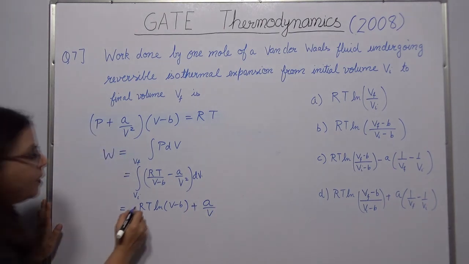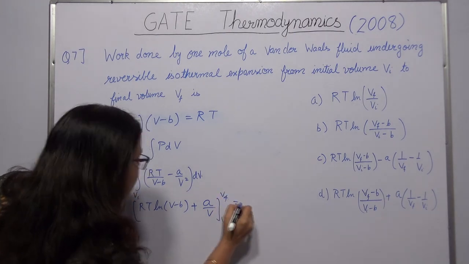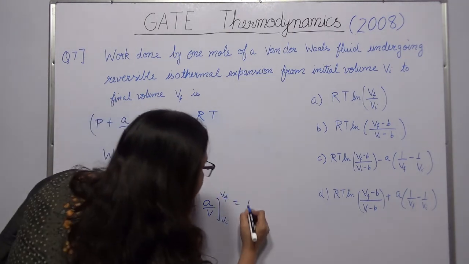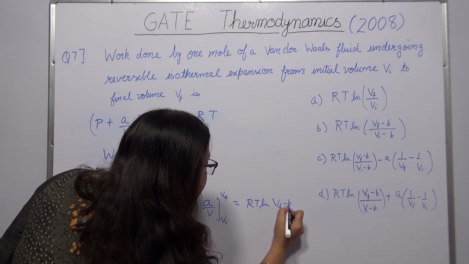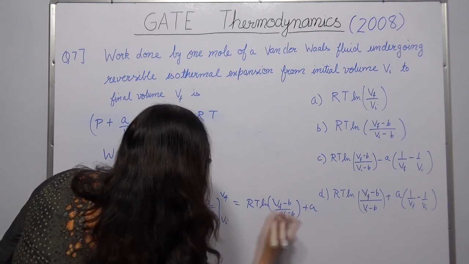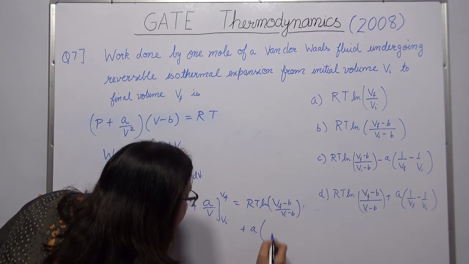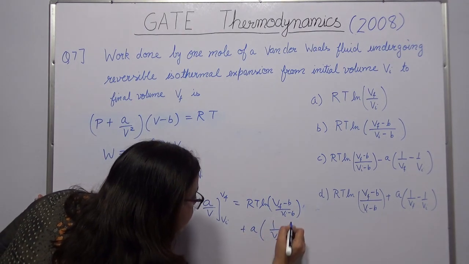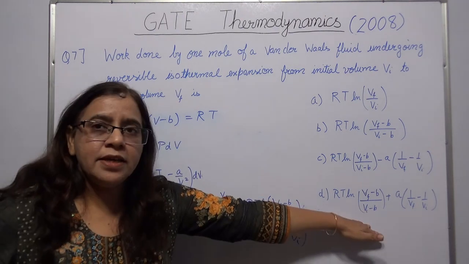So now you apply the limits, from vi to vf. If I apply the limits, what do I get? RT ln of (vf minus b) upon (vi minus b), plus a times (1 upon vf minus 1 upon vi). So what do you see? Your option D is the correct one.